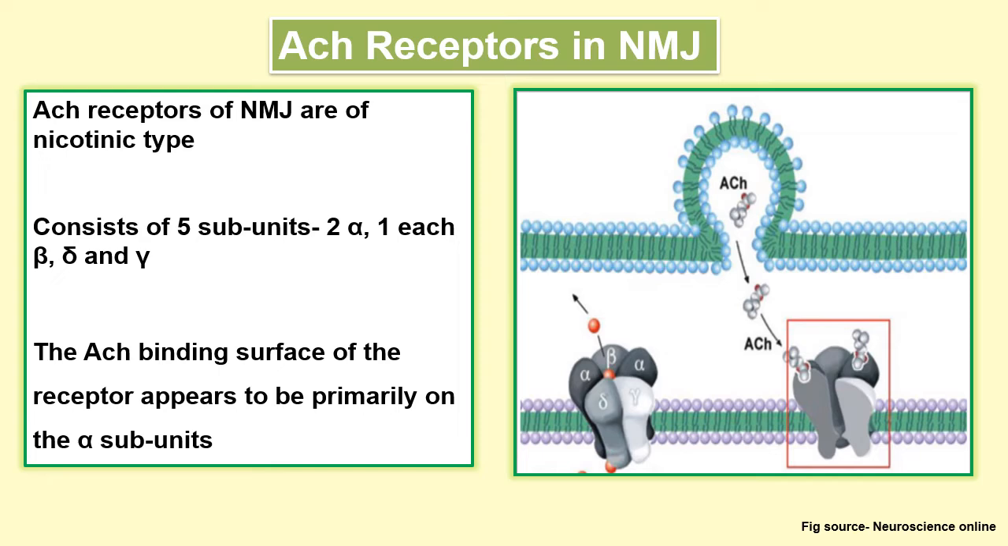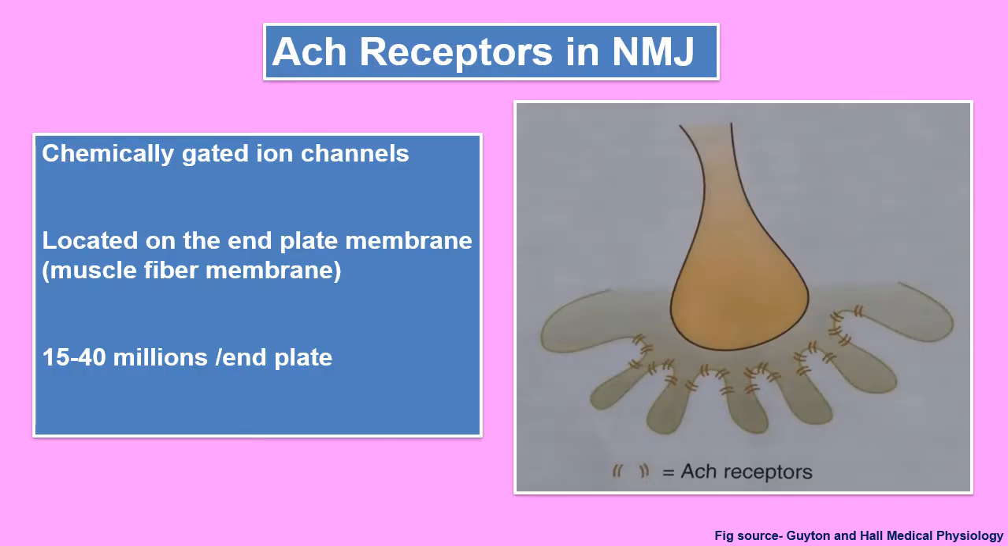Acetylcholine receptors are synthesized in the muscle cells and are anchored to the end plate membrane by a special protein called rapsyn. It is associated with acetylcholine receptors in a 1:1 ratio. The acetylcholine receptors are chemically gated ion channels. They are present on the end plate membrane. There are around 15 to 40 million acetylcholine receptors per end plate. These receptors bind the acetylcholine molecules and allow the nerve signals to pass to the muscle fiber.